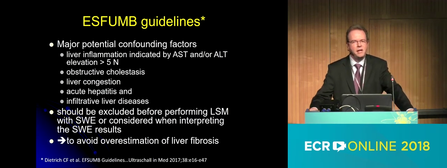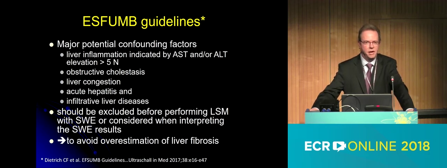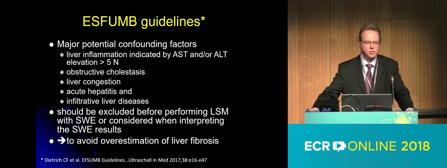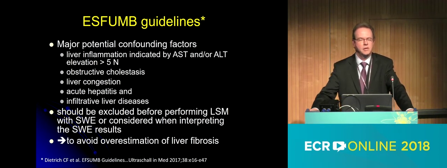Finally, about the confounding factors, they are very important. In the EFSUMB guidelines, it is said that liver inflammation, obstructive cholestasis, liver congestion, acute hepatitis, and infiltrative liver disease may completely modify the liver stiffness and should be excluded before performing the liver stiffness measurement. Of course, if it's not possible, then it must be considered before interpreting the shear wave elastography results.